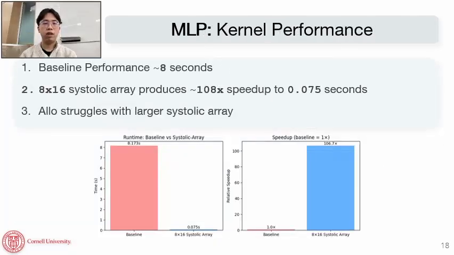Our baseline MLP kernel computes all the operations in around 8 seconds. After applying our optimizations, including the 8x16 systolic array, we were able to get a 108x speedup, reducing our execution time to only 0.075 seconds. The reason why our systolic array is comparatively so small is that Allo struggled with synthesizing larger systolic arrays. There is potentially more speedup available by synthesizing a larger systolic array, although this would significantly increase compilation time.